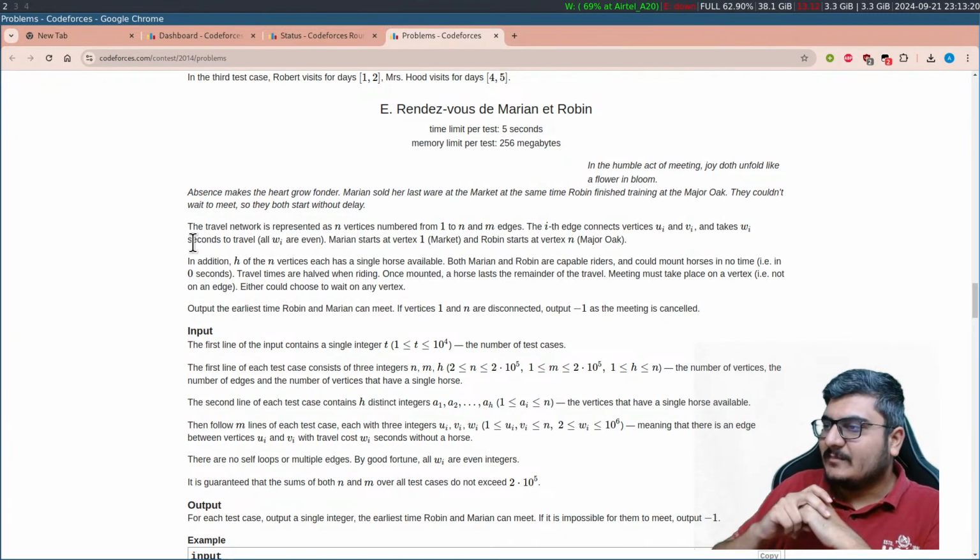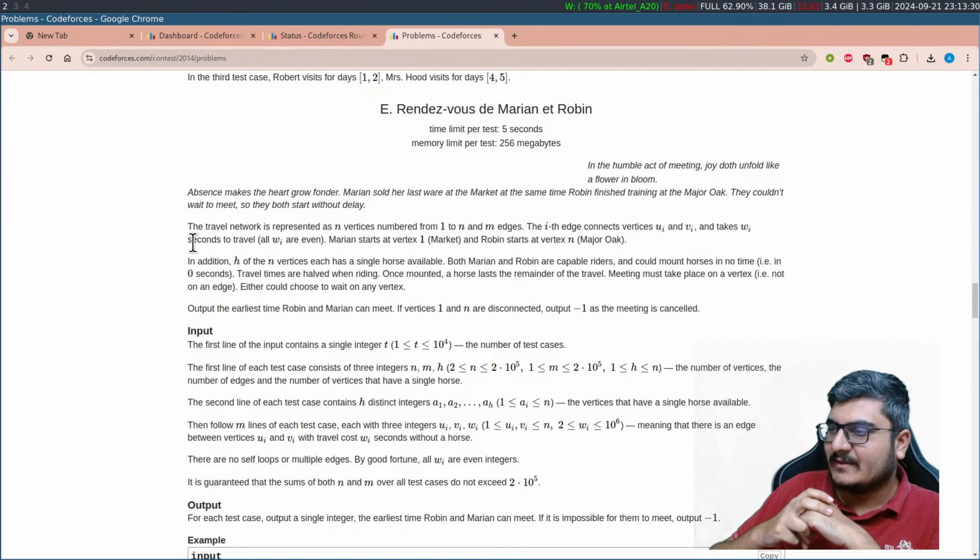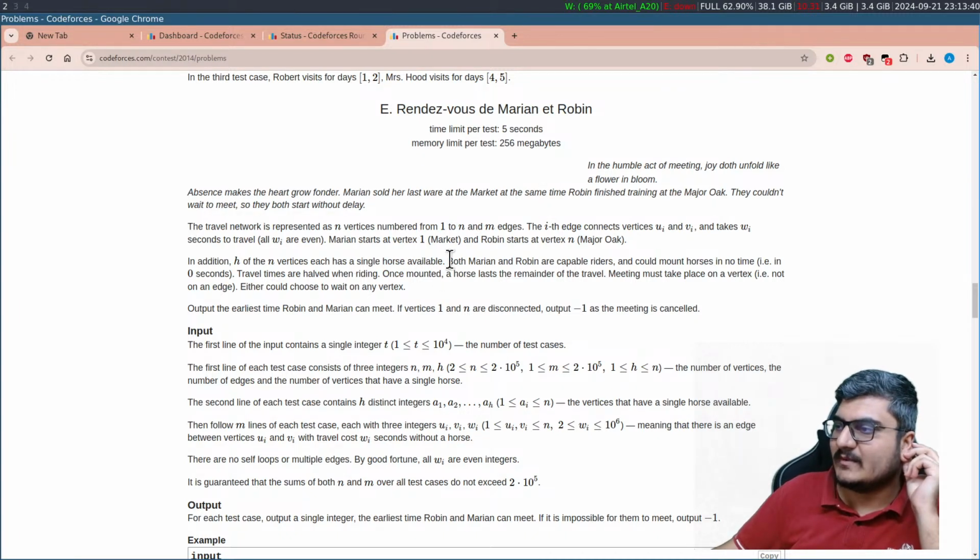The travel network is represented as n vertices numbered from 1 to n and m edges. The ith edge connects vertices ui and vi and takes wi seconds to travel. All wi are even. Marian starts at vertex 1 and Robin starts at vertex n. In addition, each of the n vertices has a single horse available. Both Marian and Robin are capable riders and could mount horses in no time. Travel time is halved when riding.